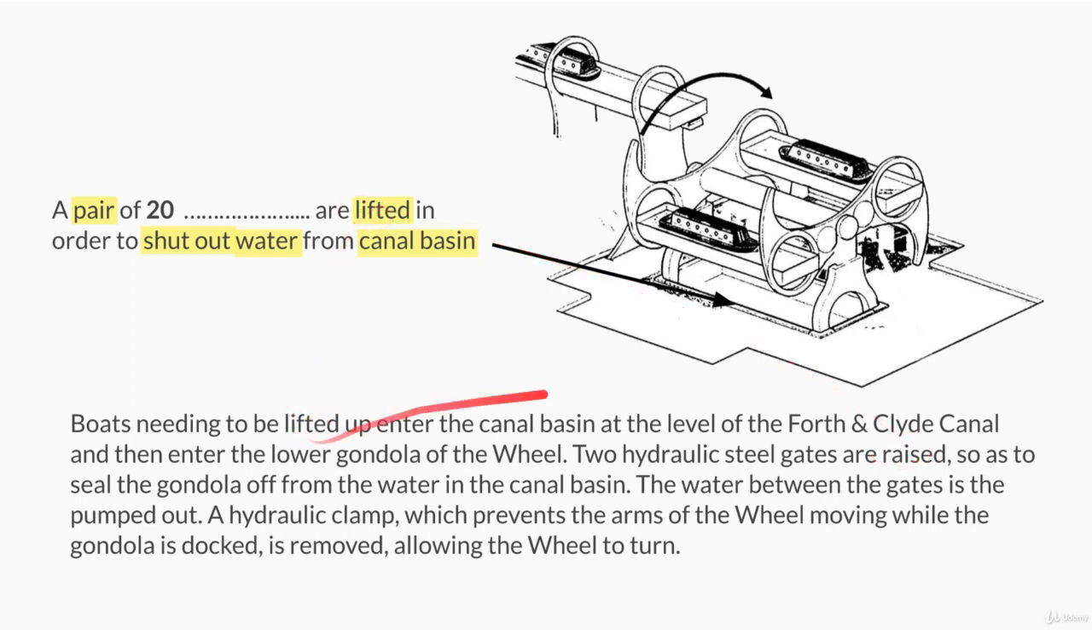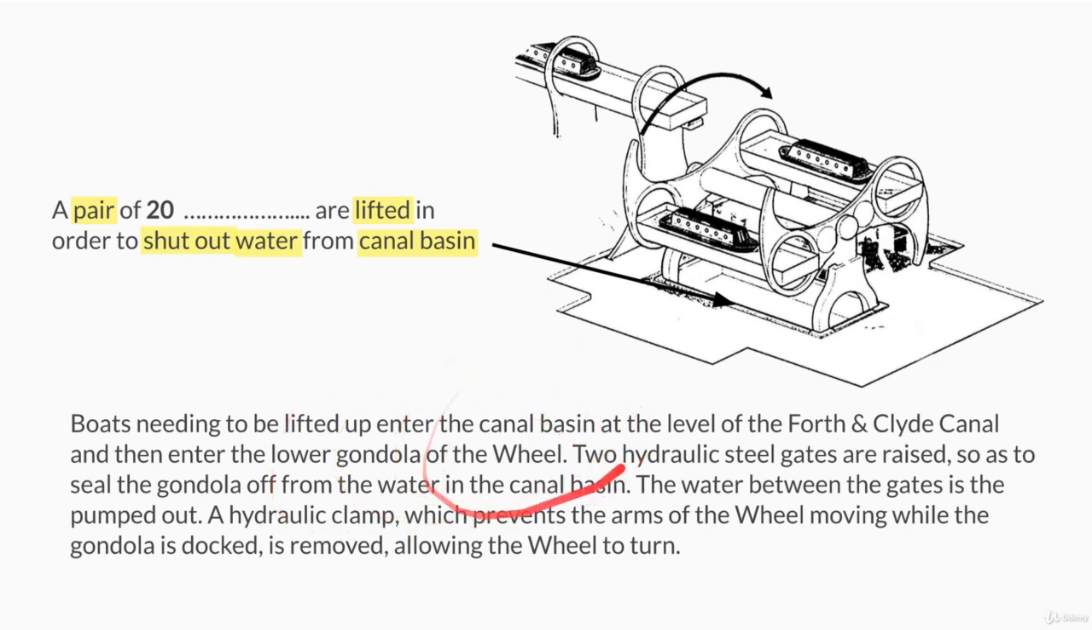So it mentions lifted here. It also mentions it here. And then it says so as to seal the gondola off. To seal off is the same thing as to shut out. That is synonym language as well. Here it mentions water. We got water right here. And then it mentions canal basin here once again. So those are our keywords.